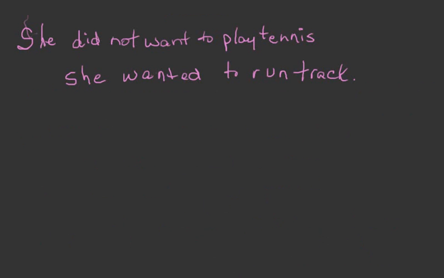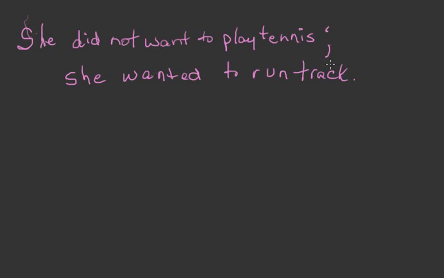Look at these two sentences, or I'm sorry, two independent clauses. She did not want to play tennis. She wanted to run track. Notice how close these two clauses are in terms of what they're talking about. She didn't want this one sport, she did want this other sport. This is a perfect example of one that, yes, in terms of grammar, you could put a period after tennis and capitalize the she of she wanted. But it just makes more sense to use a semicolon there.